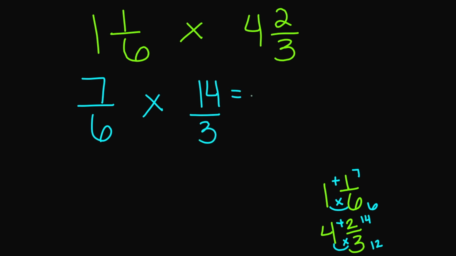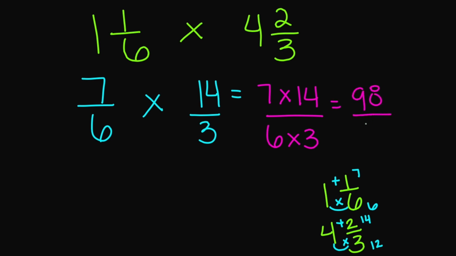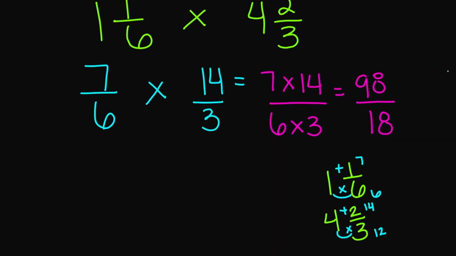Now we're going to multiply across 7 times 14 over 6 times 3. 7 times 14, this is going to give us 98. And 6 times 3, this is going to give us 18. I can simplify my 98 over 18 because the number 2 goes into both 98 and 18. 98 divided by 2 is going to equal 49, and then 18 divided by 2 is going to equal 9.